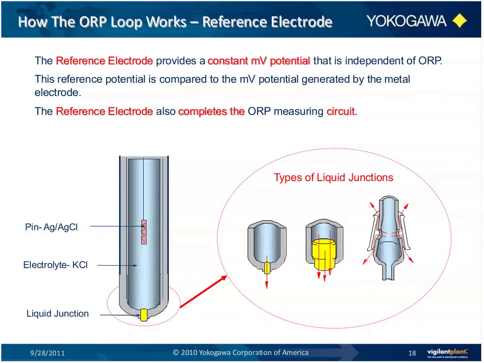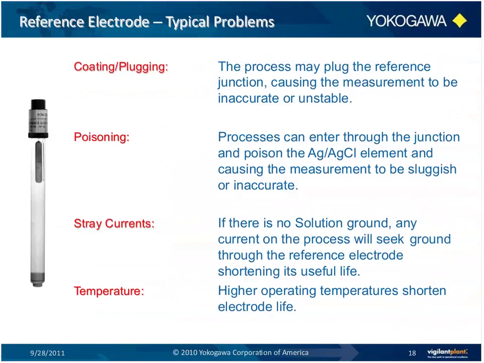So typically, since the same reference electrode that you use in pH measurement is also used in ORP measurement, you have the same problems. The reference electrode, because it's open to the process via the junction, is the weakest link in your ORP measurement loop. Shown here are just some of the typical problems that are seen with your reference electrode.